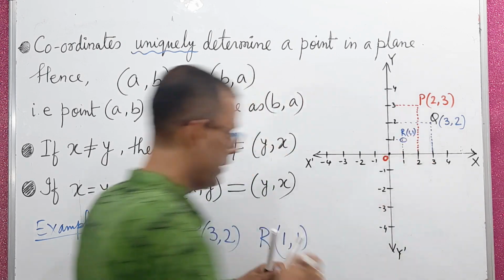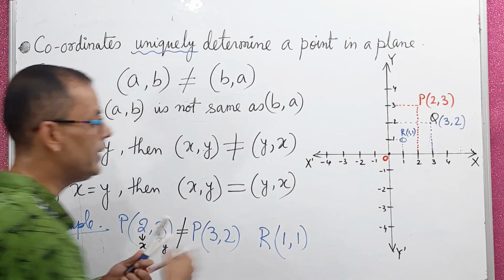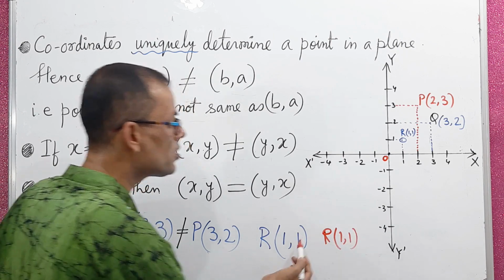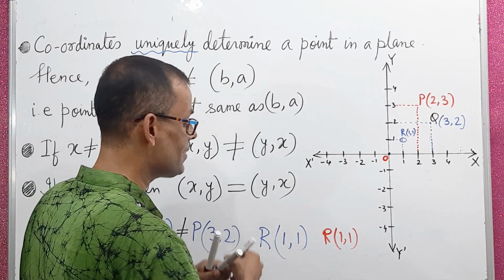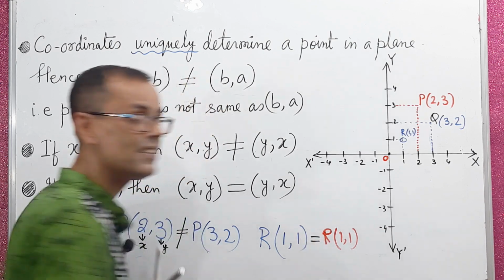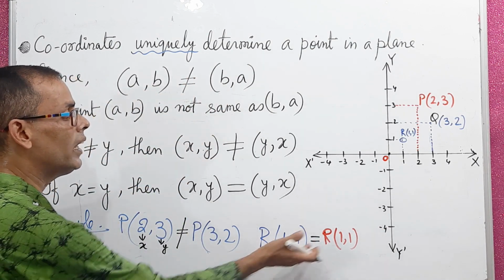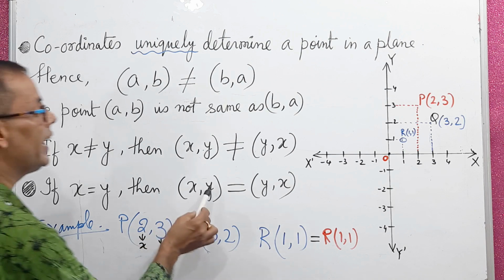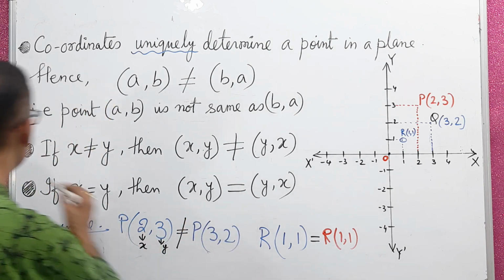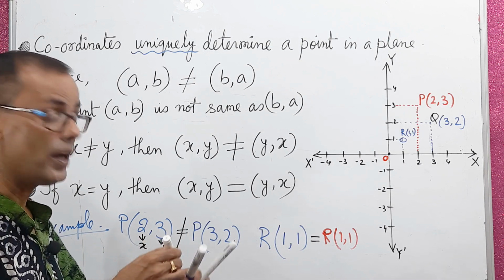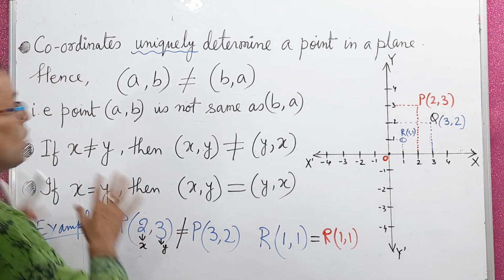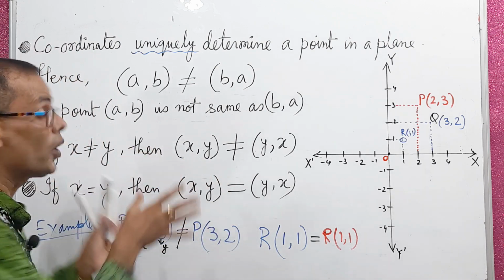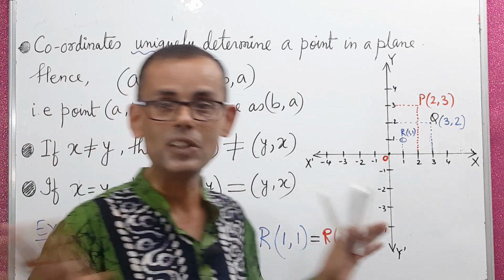Now if I interchange, then it will be also (1, 1), because both are same. So in this case I can say that they both are same. R(1, 1) and R(1, 1) both are same. That's why, see, if x equal to y, then (x, y) equal to (y, x). So this thing, the last one, is also one tricky thing which comes in MCQ. So I hope what we learned today, the new concept regarding the coordinates of a point, is clear to all of you.